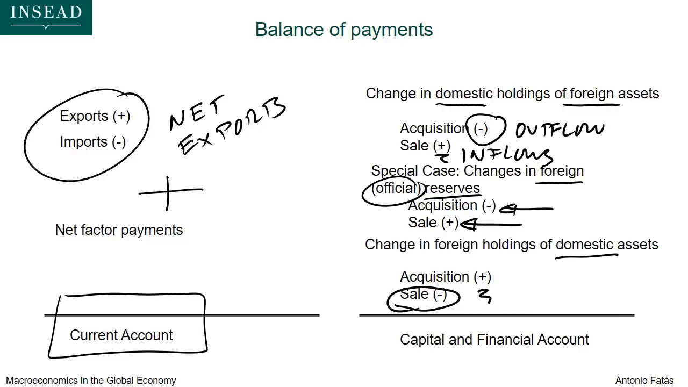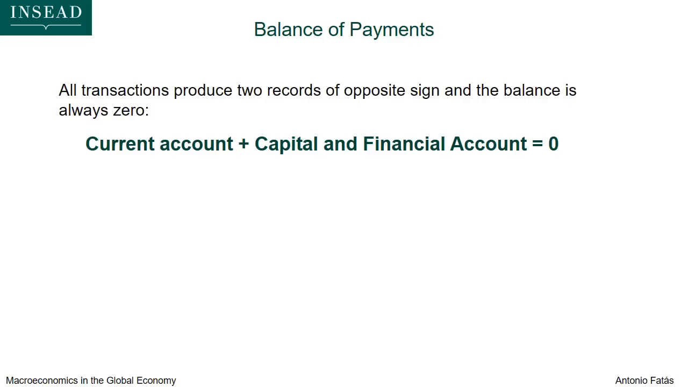Now, it happens to be that when we look at the mechanics of the balance of payments, any transaction ends up being recorded twice in the balance of payments. Once in the current account, once in the capital and financial account, or sometimes occasionally twice on the same side of the balance of payments. In fact, if we add up the current account balance with the capital and financial account balance, we will always get 0 in the balance of payments.